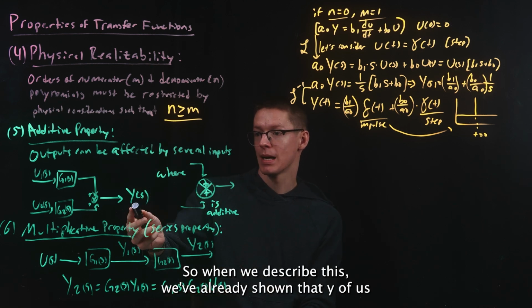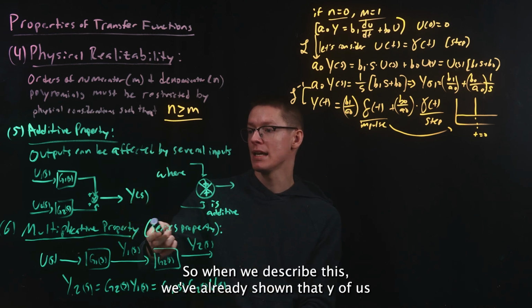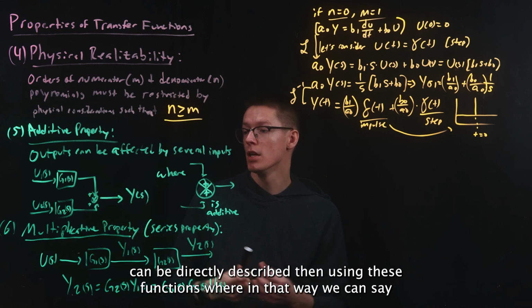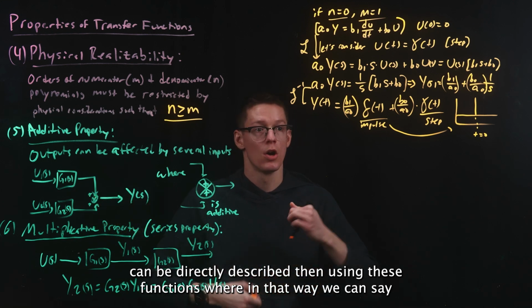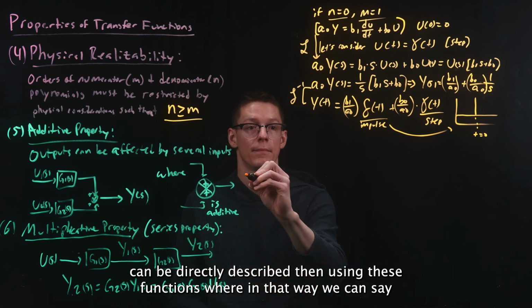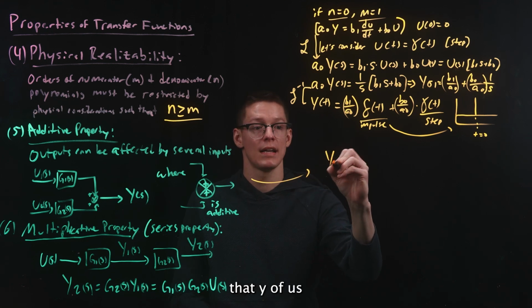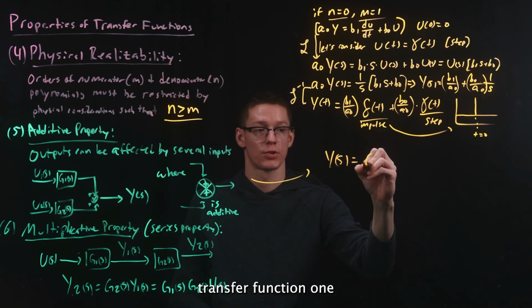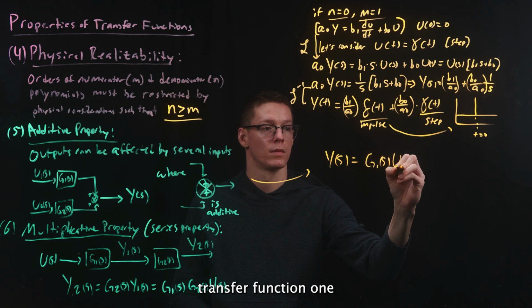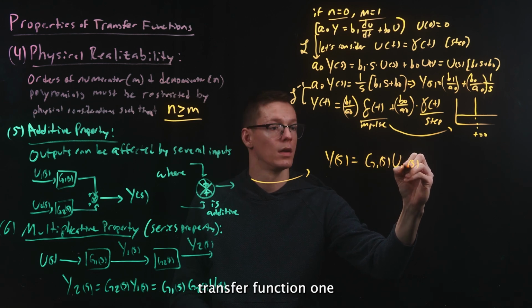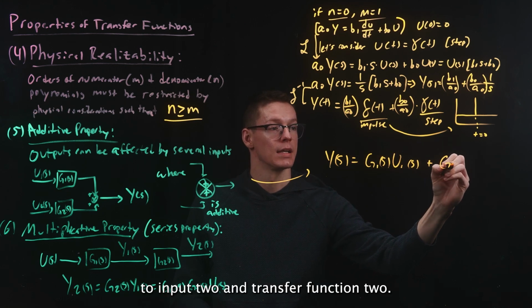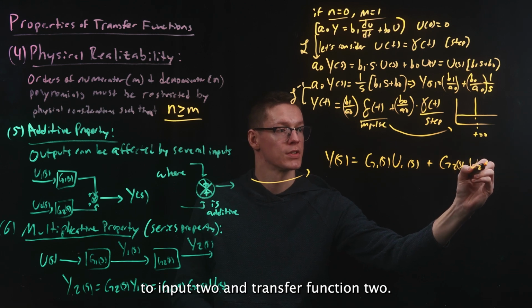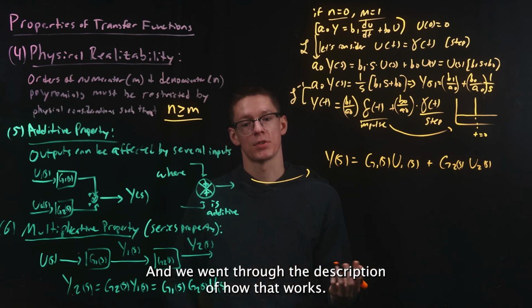So when we describe this, we've already shown that y of s can be directly described using these functions, where in that way we can say that y of s is equal to input 1 times transfer function 1 added to input 2 times transfer function 2. And we went through the description of how that works.